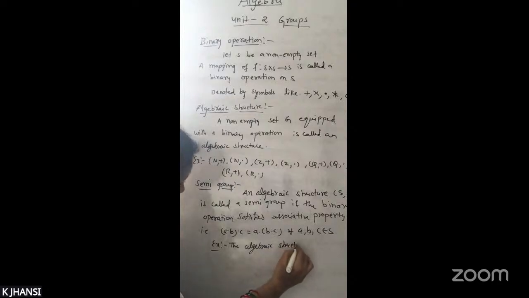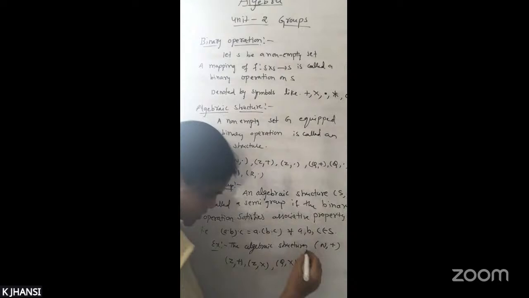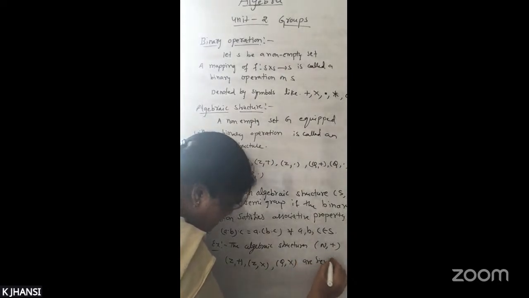The algebraic structures (N, +) natural numbers with respect to addition, integers with respect to addition, and integers with respect to multiplication (Z, ·), are associative. Next we have rational numbers with respect to multiplication as semi-groups. You can take even real numbers also. So the examples are natural numbers and integers with respect to addition and multiplication, and the rational numbers.